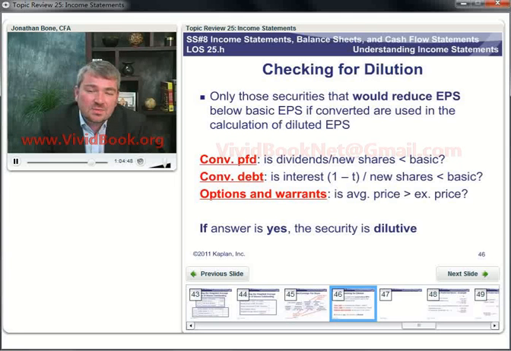Employee stock options and warrants, we use a different technique. What we look at is the average stock price during the year and compare that to the strike price, i.e. the exercise price on the option. If the average price is greater than the exercise price, we conclude that these options would be exercised or these warrants would be exercised. And remember, it doesn't matter whether they can be in this year or not. That's irrelevant to the computation. But if they would be exercised, if they could be, then they will be dilutive. Okay, let's take each one of these in turn.